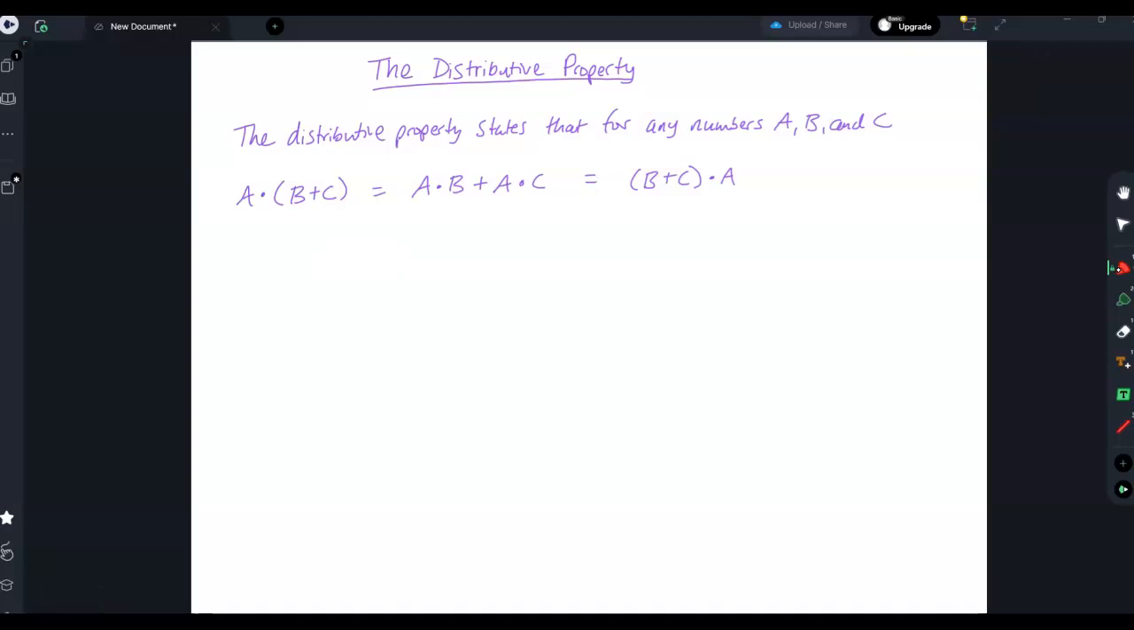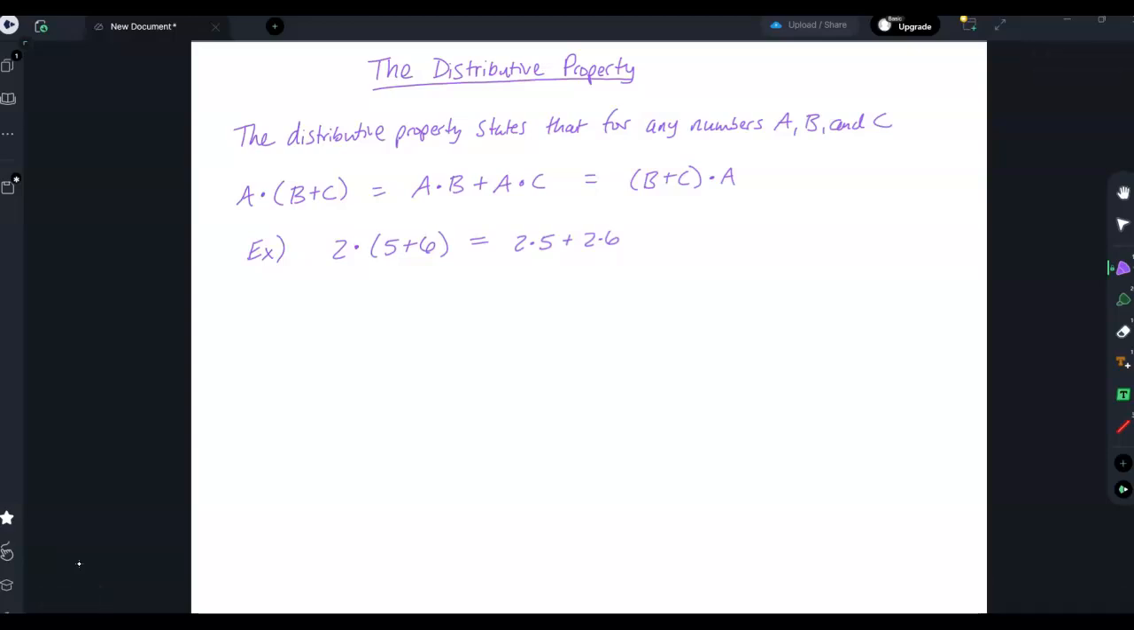And then let's look at some examples. So let's suppose we have 2 times, in parentheses, 5 plus 6. The distributive property says we could distribute that 2 times every term that I'm adding inside the parentheses. So this would be the same thing as 2 times 5 plus 2 times 6. And so let's just prove that that works.